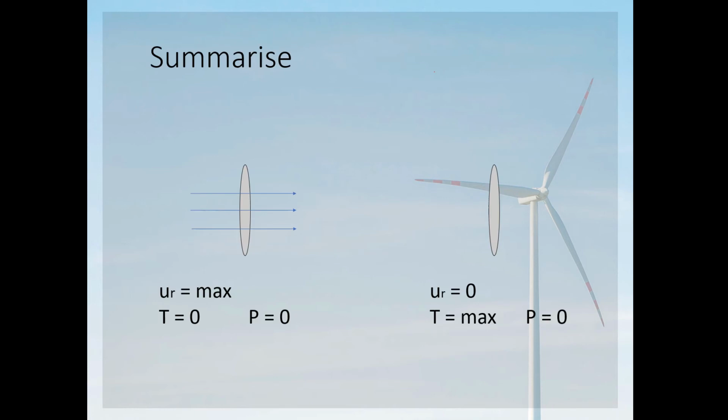To summarize, we have seen that if the disc does not exert any force on the flow, the velocity at the disc is maximum, but the power extracted is zero. By contrast, if the force exerted by the rotor is maximum, the velocity at the disc drops to zero. Therefore, the power is also zero. Thus, there should be an optimal condition of force T and velocity at the rotor that maximizes the power.